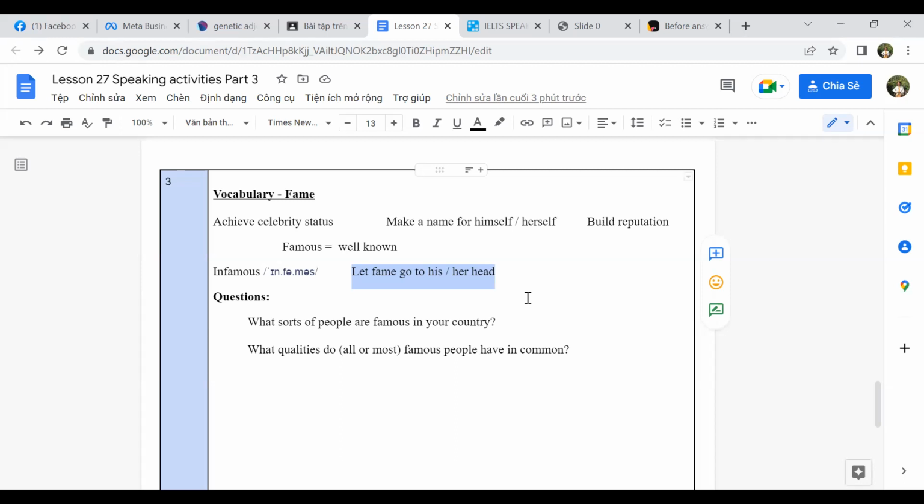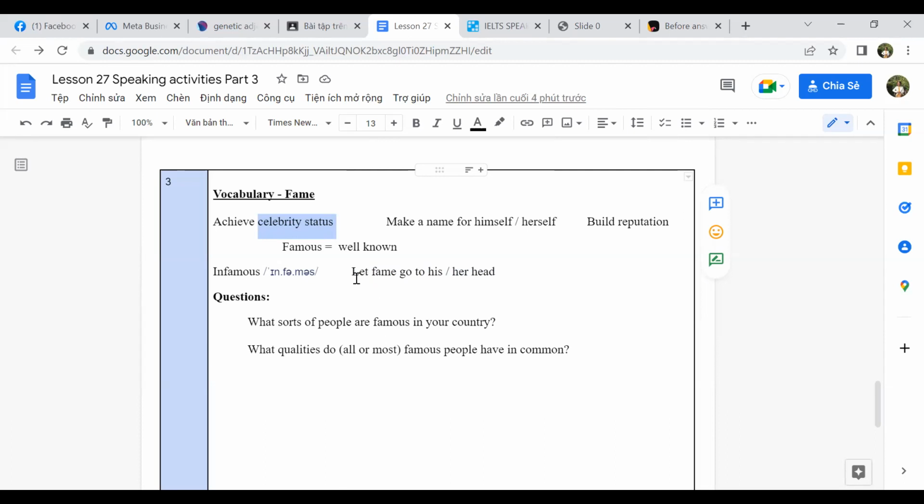So when a person lets fame go to his or her head, is it a good or a bad thing? It's a bad thing. Is this person able to consider other things except for their fame and their celebrity status? No, they don't. All right. And does this person usually think for others, or only think about himself or herself? I think they only care about themselves.